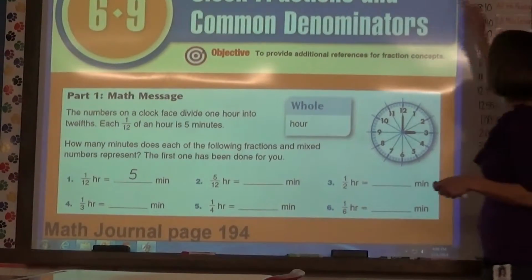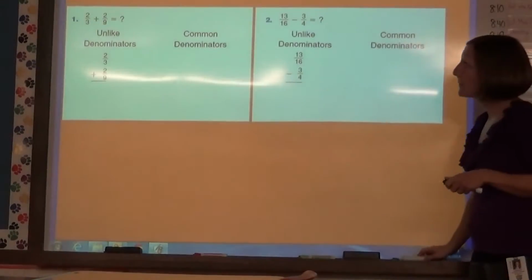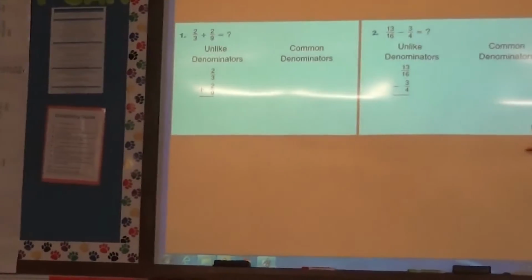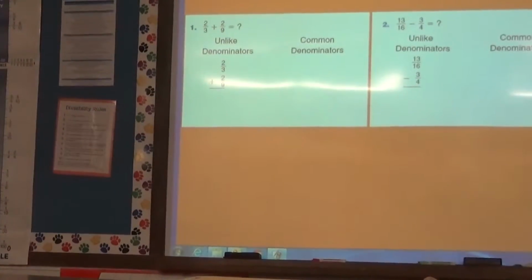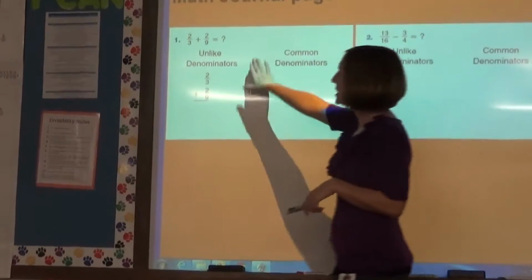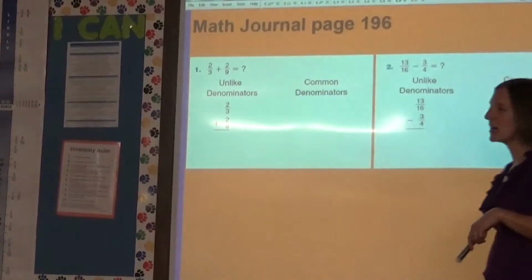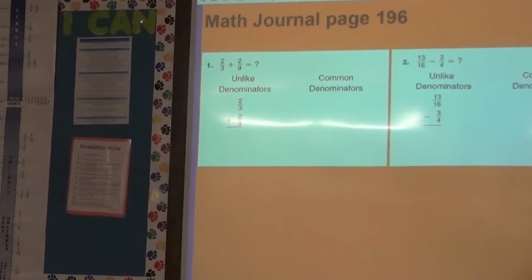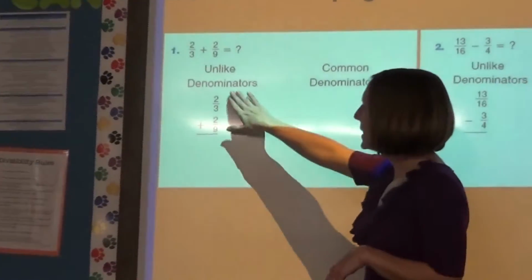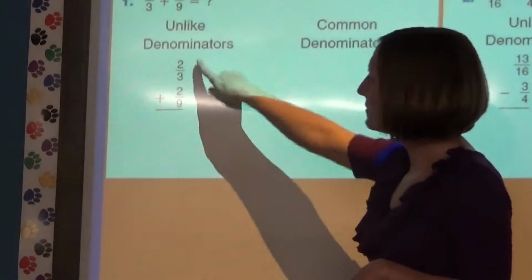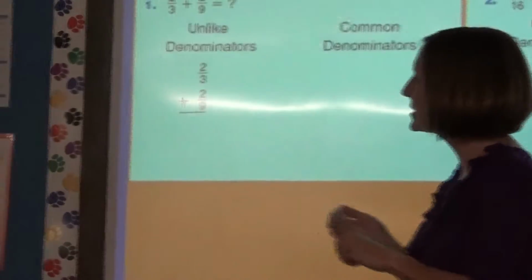This is kind of a review of lesson 6-8. We've got a couple different examples. You'll find these on page 196 in your Math Journal. We're going to start with 2/3 plus 2/9. Remember, whenever we add and subtract fractions, you have to have common denominators. So right now I have unlike denominators. I have 2/3 and 2/9.